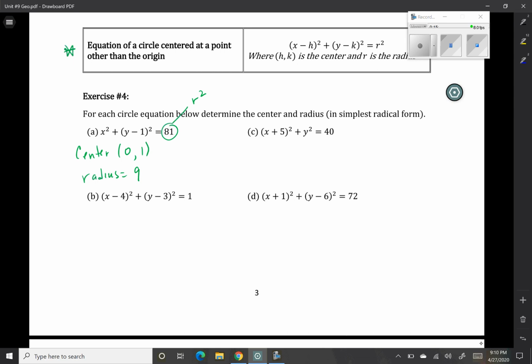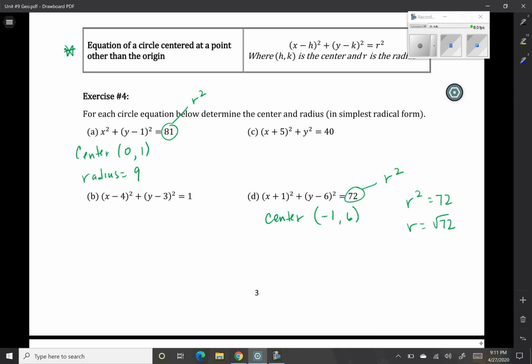All right, I'm actually not going to do B. I'm going to do D because it's a little bit different. So let's do D. So D has an x and a y that have something added or subtracted to it. So I should be able to find the center. So the center point of this circle is going to be -1, +6. Notice I use the opposite sign for each one. This 72 represents radius squared. So the radius squared is equal to 72. Therefore, the radius is the square root of 72.